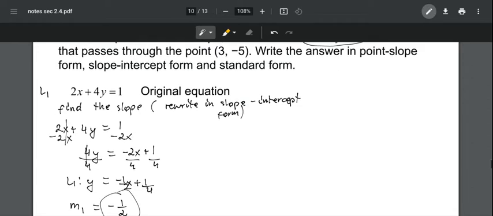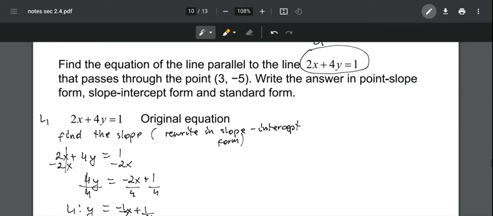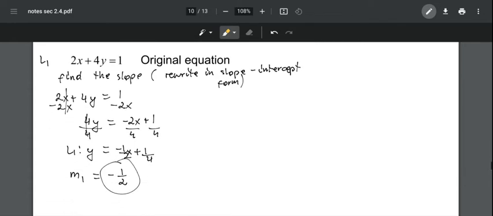Okay. So now we want to build the equation of the line which is parallel to the given line. That means the new equation will have the same slope.